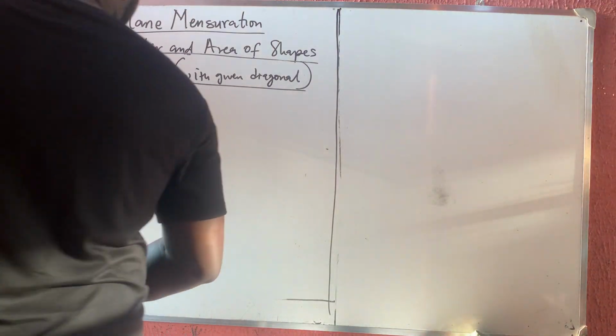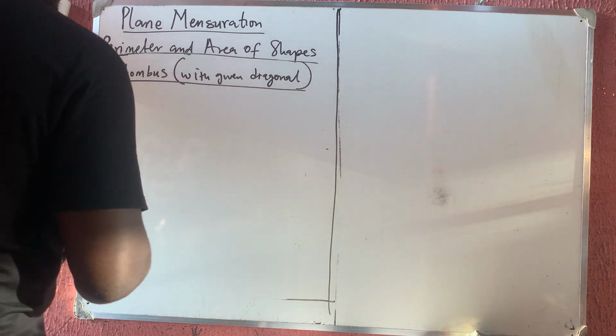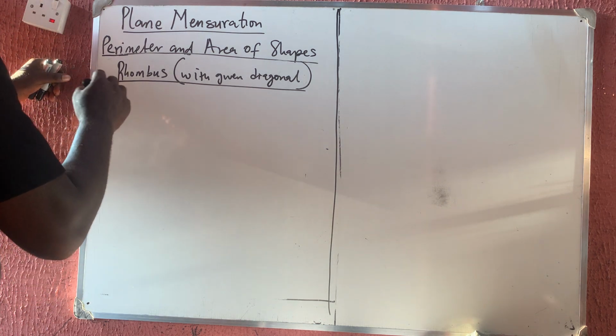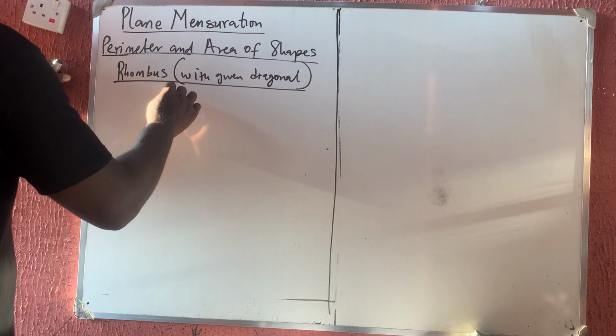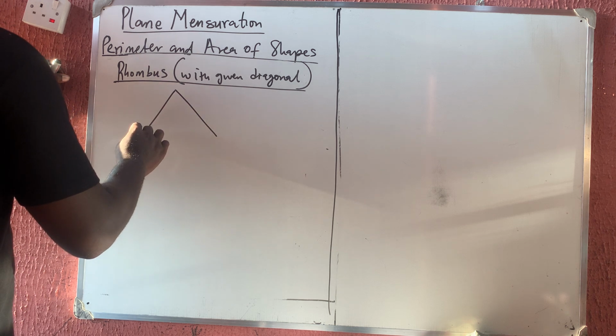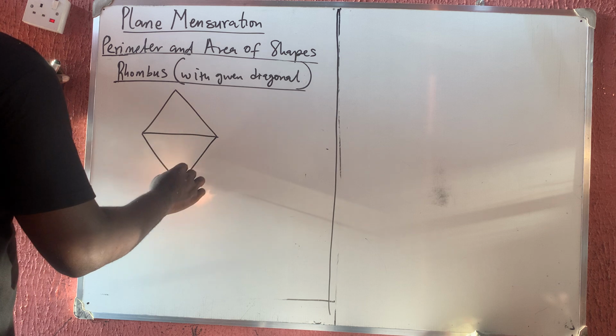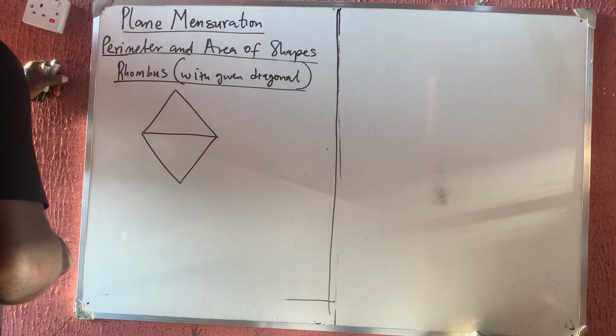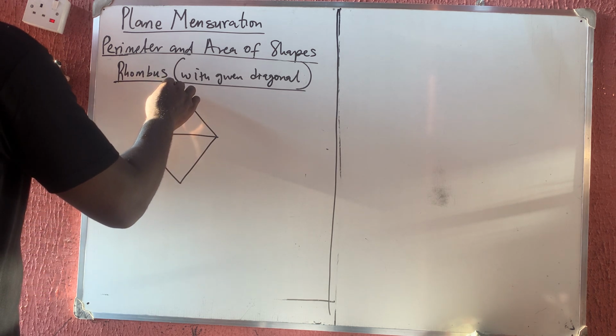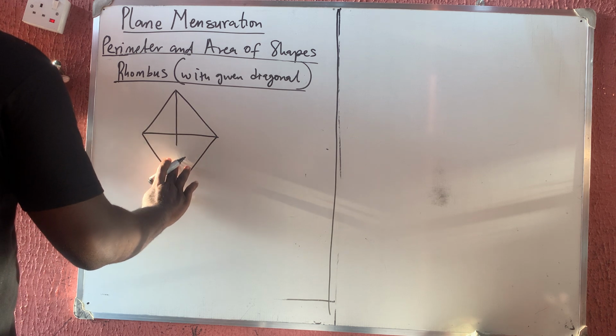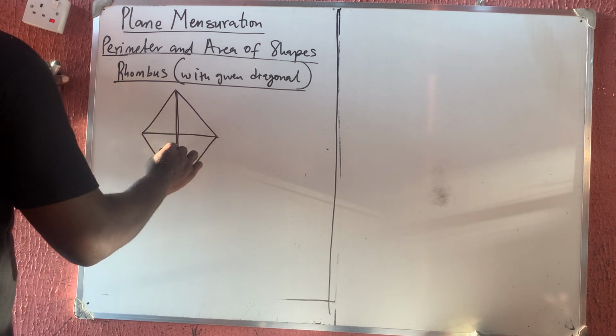In this video we are going to be talking about rhombus. Don't forget, we are still talking about area and perimeter. So we'll be talking about the area and the perimeter of a rhombus. Let's assume that this is a rhombus. Then we have the diagonals of this rhombus. These are the diagonals of the rhombus.